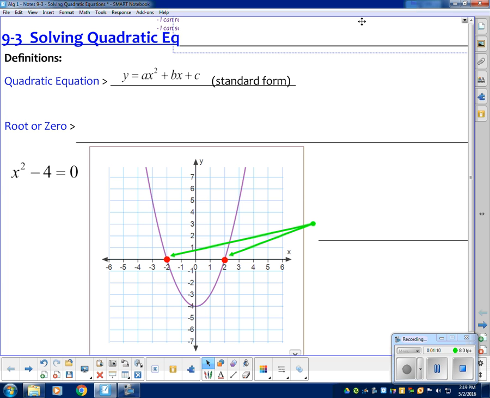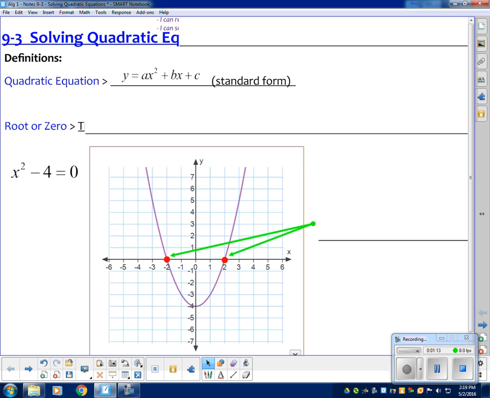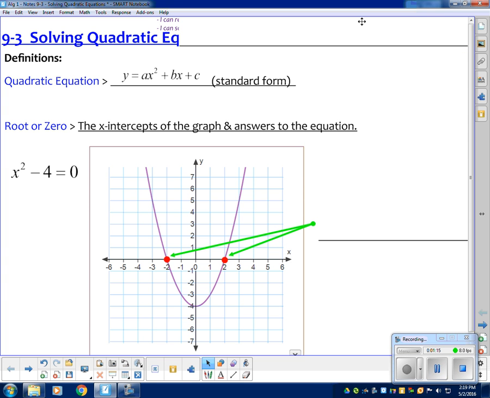A root or zero, here's another definition for you. When we were factoring, we were actually finding something related to what we call the x-intercepts of a graph, or the roots or zeros, which are all the same thing. It's the places where the graph crosses the x-axis. You'll see here the green arrows pointing at those red dots.